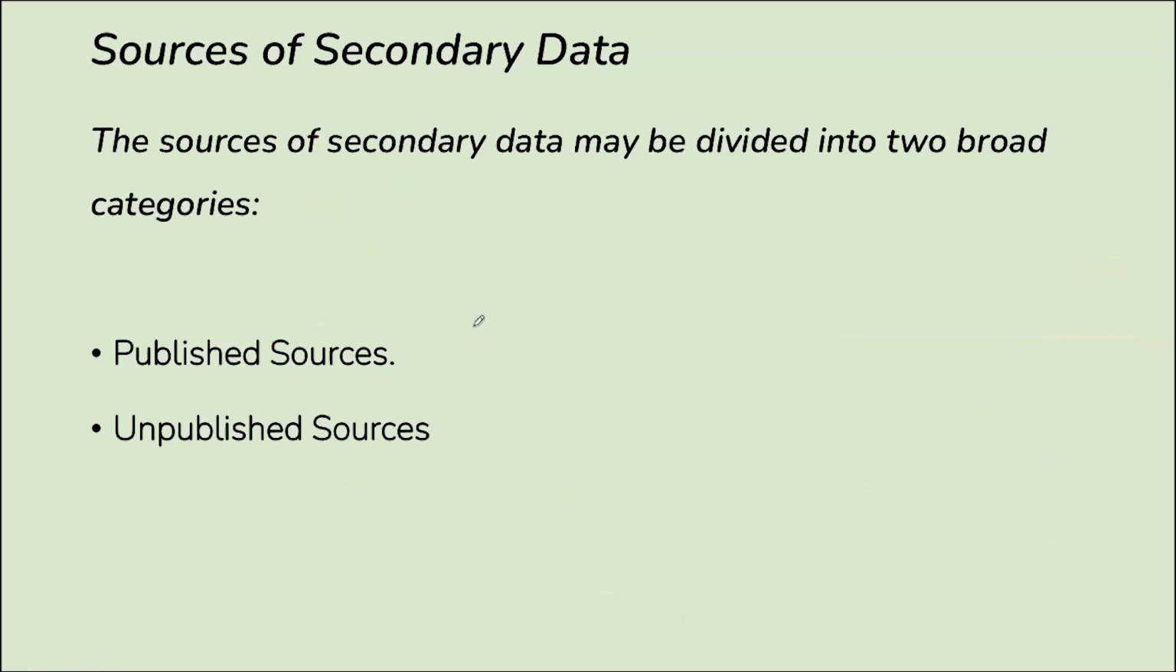Then talking about the sources of data. There are two sources of secondary data. First is the published source, and second is the unpublished source. What do you mean by published source? There are a number of national and international organizations which collect statistical data, and they publish their findings in statistical reports periodically. Some of the national organizations which collect and publish such data are, for example, CSO. What do you mean by CSO? Central Statistical Organization. Or the other organization is NSSO, which means National Sample Survey Organization.